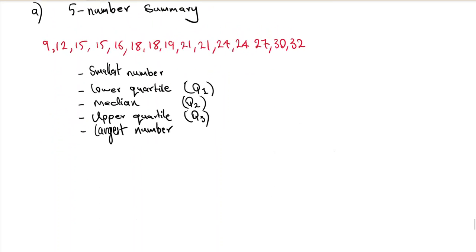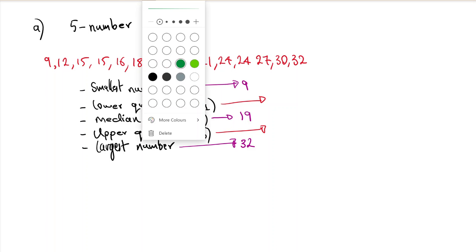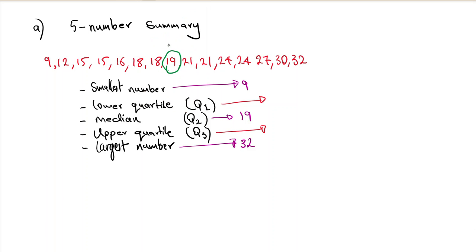So let's try to figure that out. So my smallest number is obviously 9. My largest number, 32. My median established is 19. So really all I need is Q1, Q3. If I know that my median is 19, I've got to find the middle of the lower side to find my lower quartile, and the middle of my upper side here to find my upper quartile.